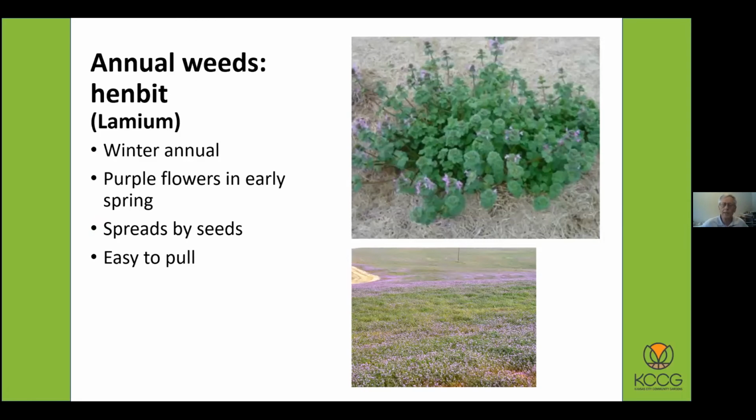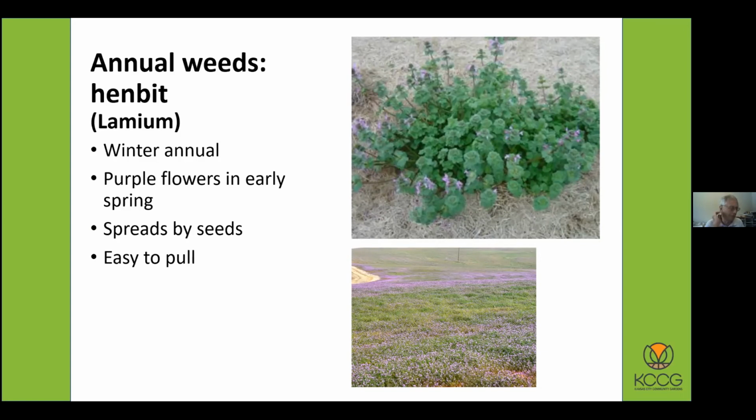Another annual weed is called henbit. It's a Lamium species. This one is the one I mentioned is a winter annual. So it starts sprouting in the fall, makes little tiny plants, and kind of grows slowly over the winter. If you have a warm spell, it might grow a little bit. But then when spring comes, it really starts to grow fast and get thick.